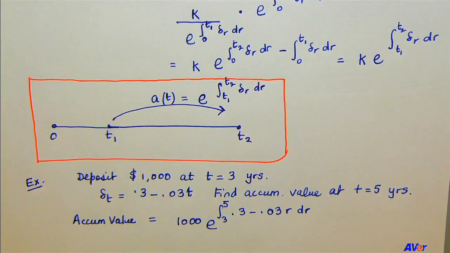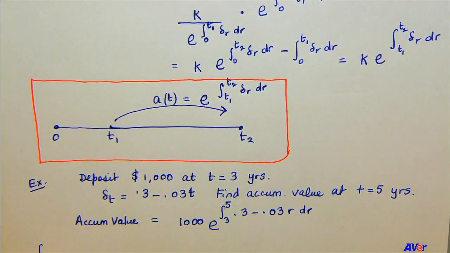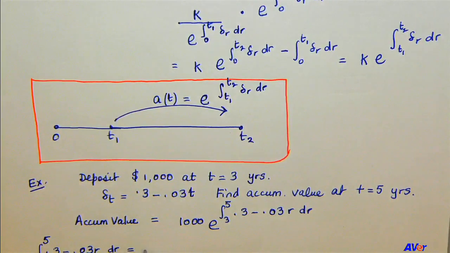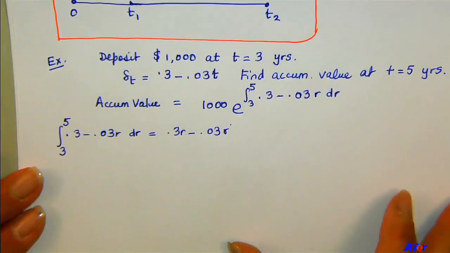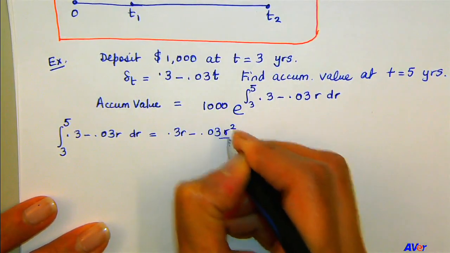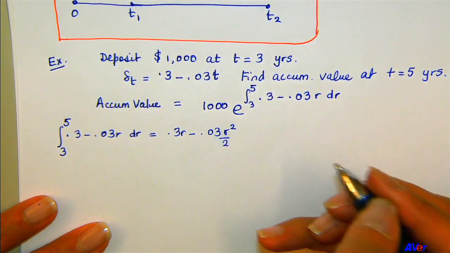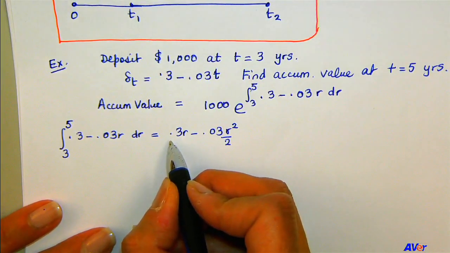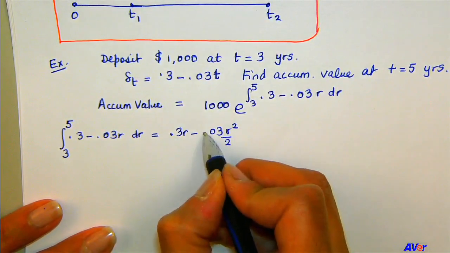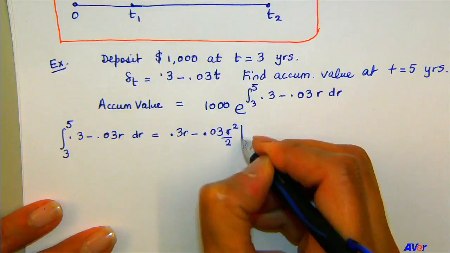And then somewhere else I'll go and figure out that integral and come back and finish this, right? So let's do it here. Integral from 3 to 5 of 0.3 minus 0.03 r dr is equal to 0.3 r minus 0.03 r squared over 2, from 3 to 5. Wait, is it saying 0.3 or just 3? Right here, yeah, 0.3. Okay.